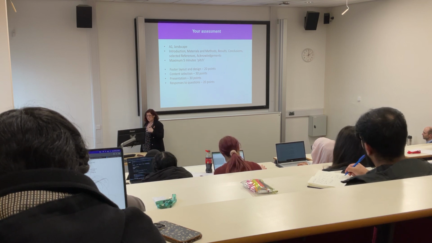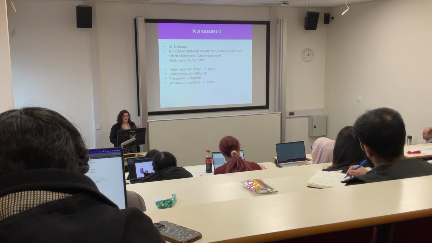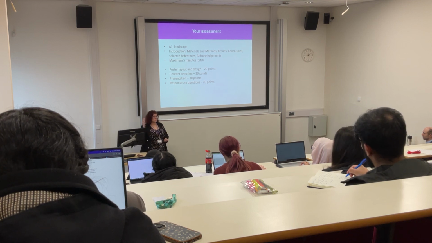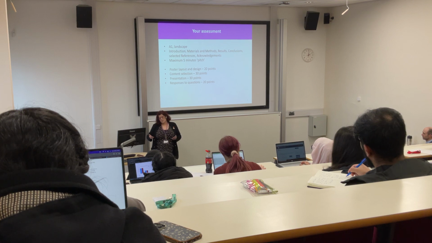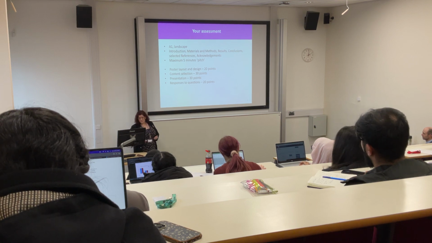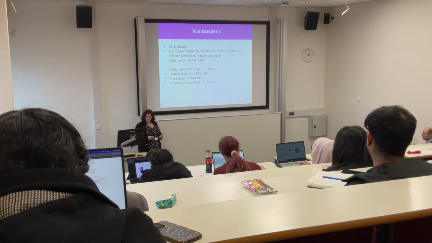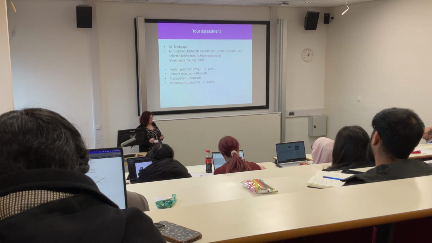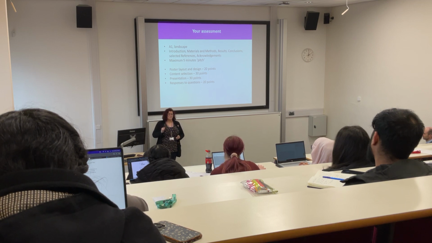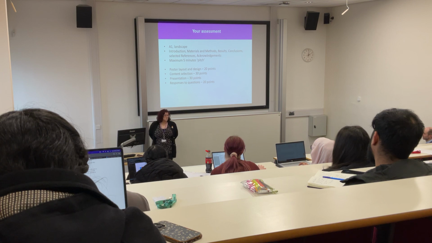Okay, so think about your content selection. How you put in the key things in there that you need to have. Have you got loads of stuff in there that you don't need that just complicate everything? You get 30% for that. 30% is for your presentation, so this is your spiel. This is how you're going to talk through that poster. Is it clear? Is it logical? Is it within time? When we stop you at 5 minutes, have you only just got to your methods?